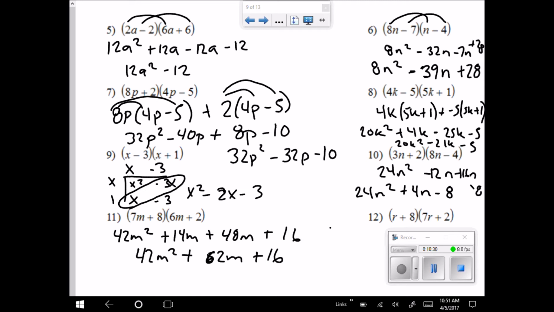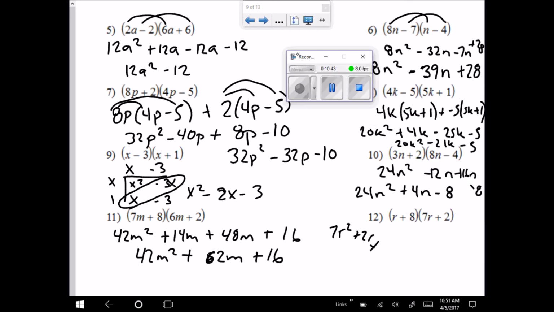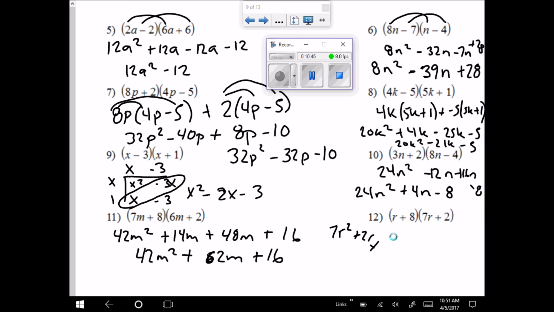Just kidding. 7r squared first. Outer is 2r. Inner is, there's our 7 times 8, which is, and this recording thing is in my way, 56r plus 16. Then combine your like terms, 7r squared plus 58r plus 16.